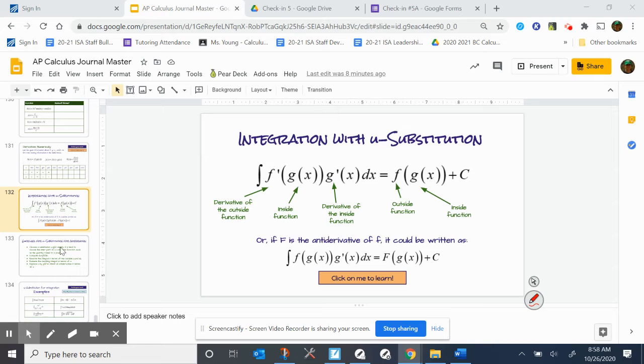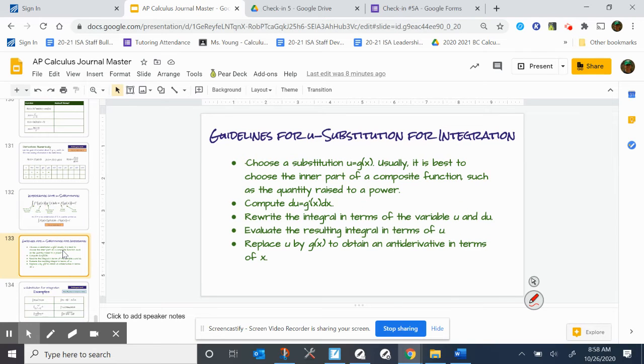So here are the rules for integrating, the steps. But the first thing you're going to do is choose a substitution, and that will be your inside function. It says choose the inner part, and it's u equals g of x. So we're just going to write u equals. It might be something raised to the power, or it could be something inside of a trig function, anything like that. Then the next thing you're going to do is calculate du, which is the derivative of g times dx.